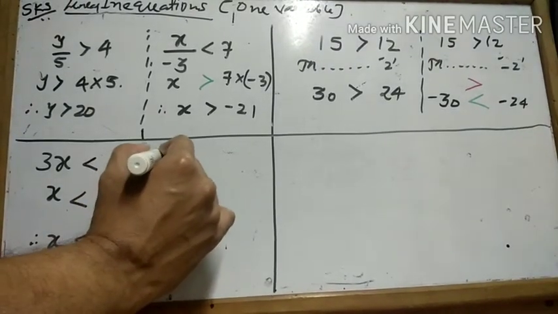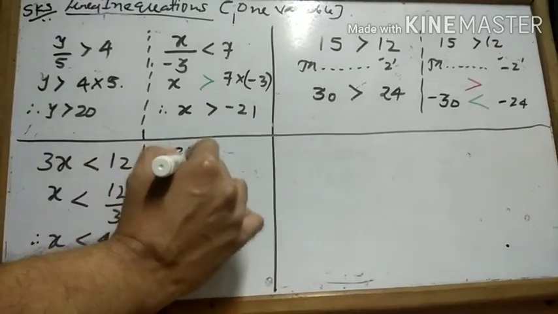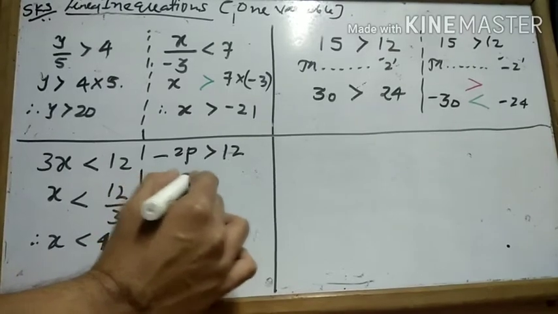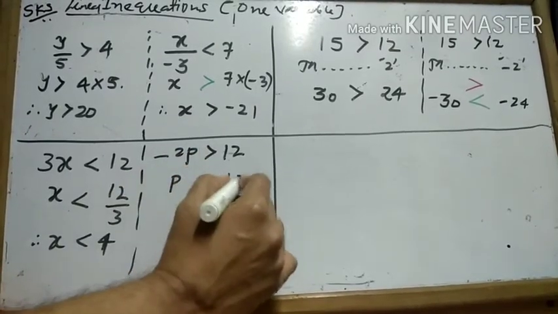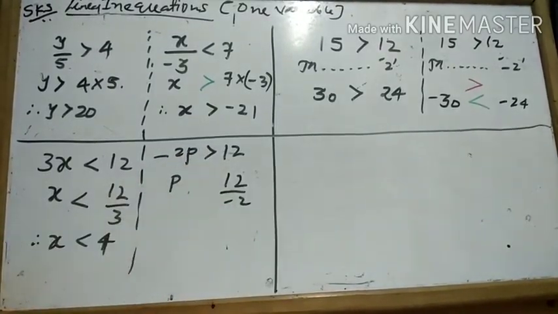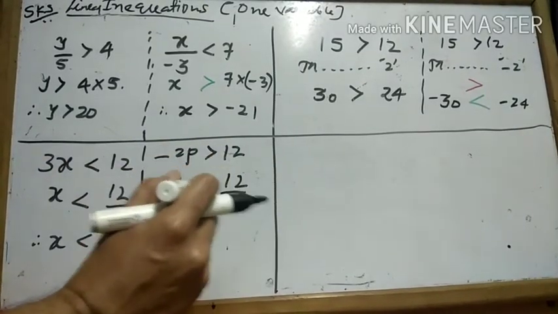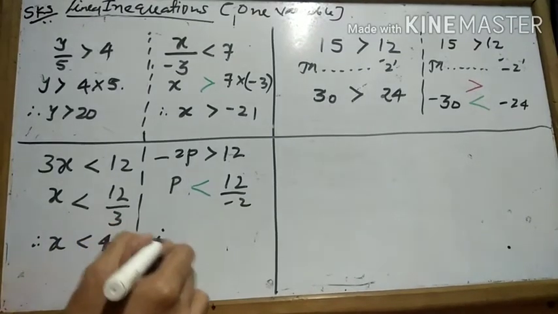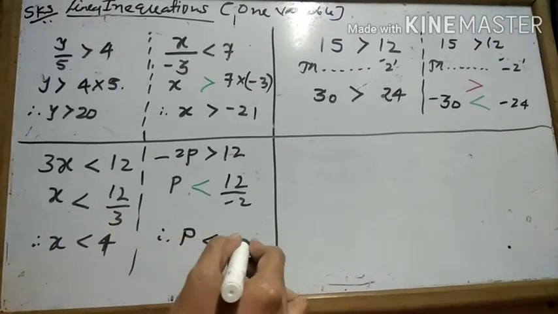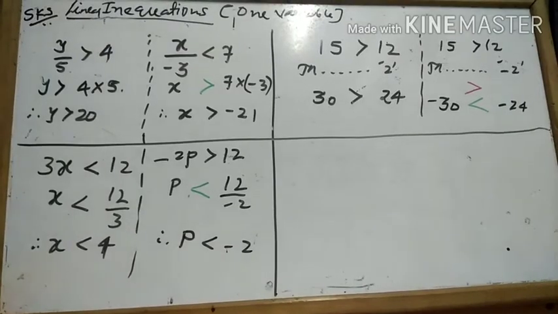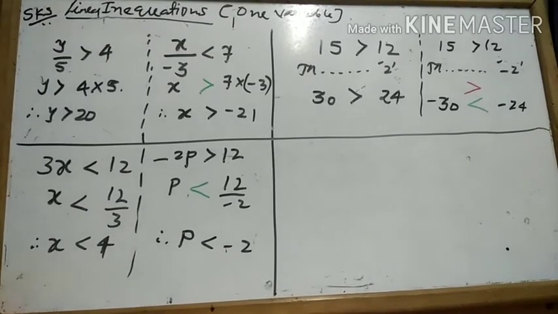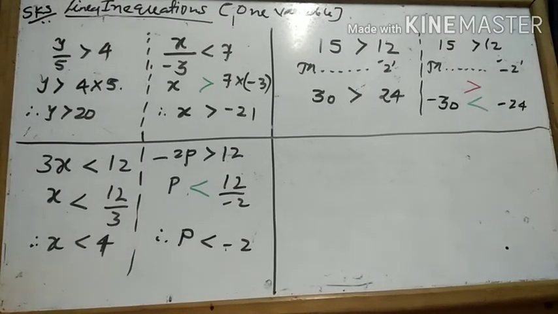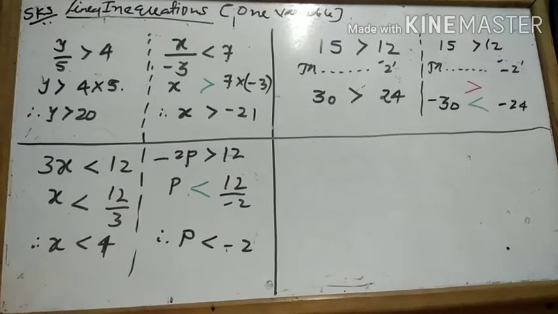But suppose I am having something like this, negative 2p is greater than 12, and if I divide both sides by negative 2, what happens here is the same thing. Inequality will change because you are dividing both sides by a negative number, so value of p will be less than negative 6. So my dear friends, in rules of multiplication and division, you have to be very careful whenever you are dividing by a negative number or whenever you are multiplying by a negative number.